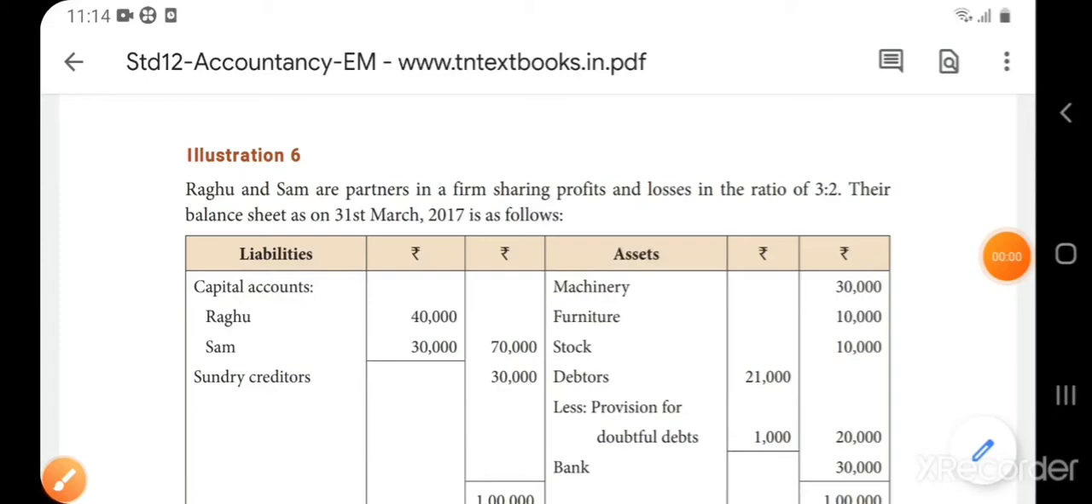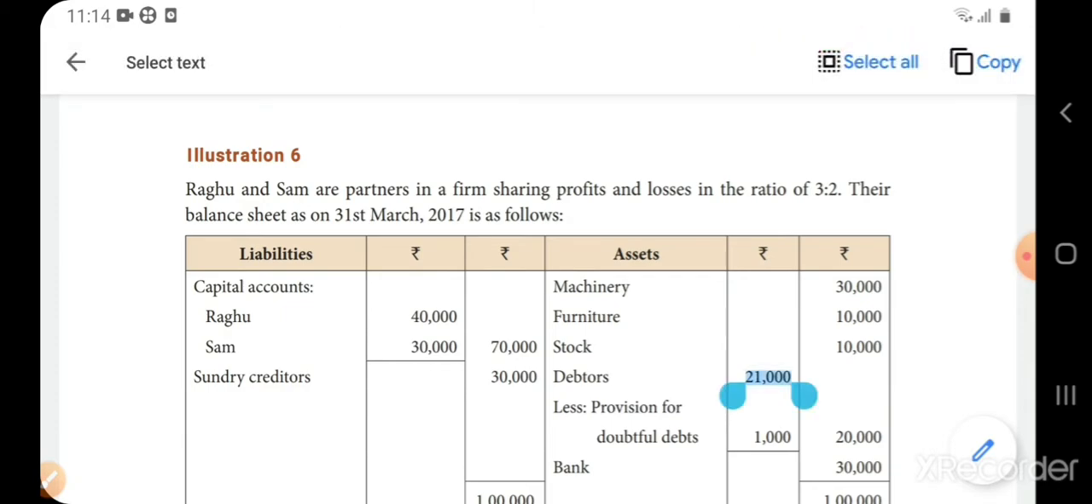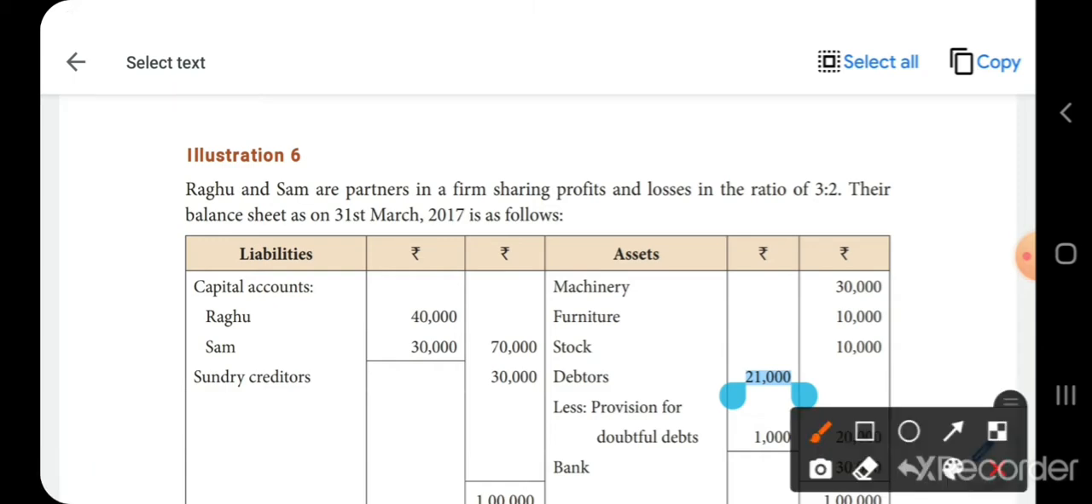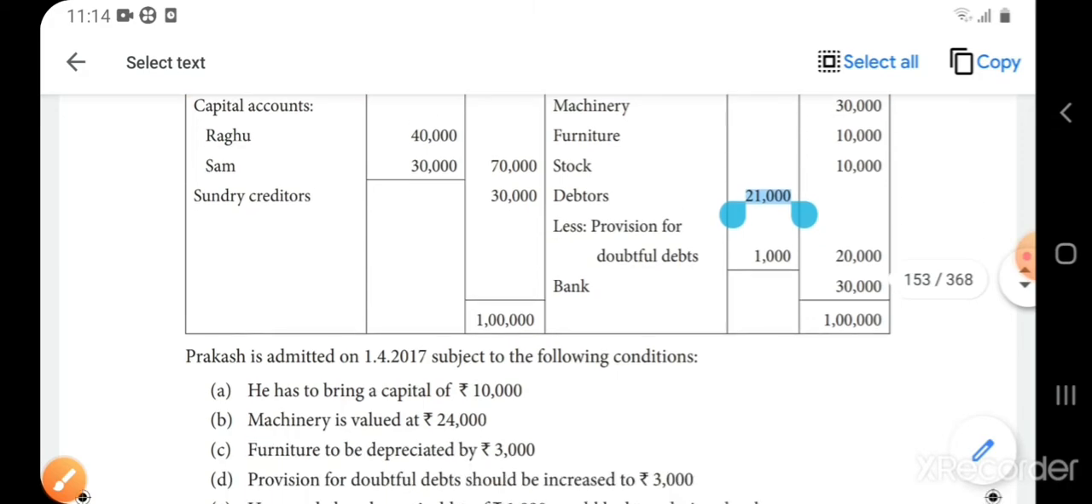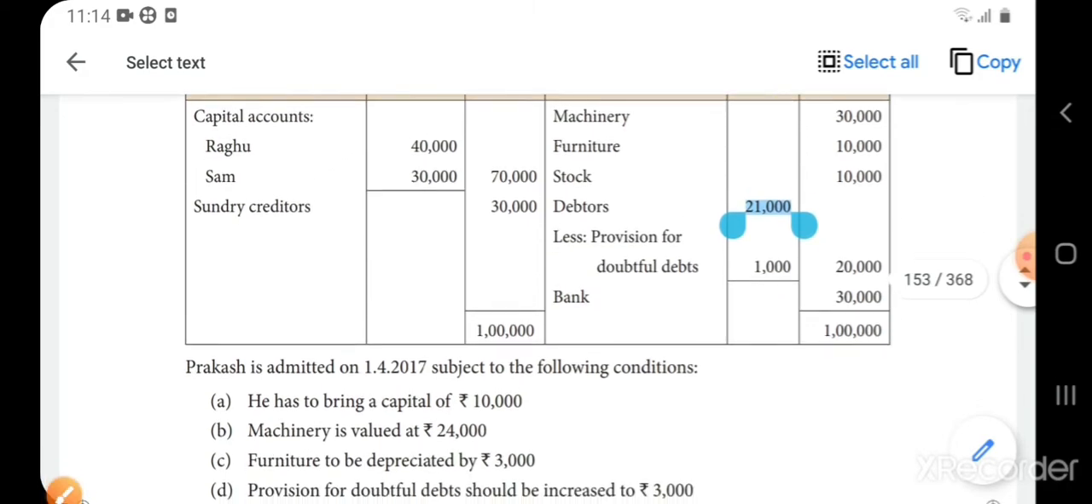Afternoon students, continuation of unit 5, page number 145. Okay, illustration 6. Raghu and Sam are partners in the firm, sharing profits and losses in the ratio of 3:2. Their balance sheet as on 31st March 2017 is as follows. So the balance sheet is given. Okay, now look at the adjustments.